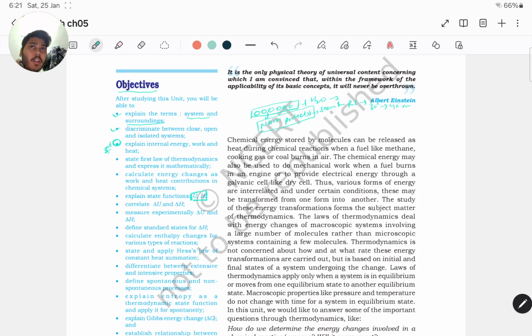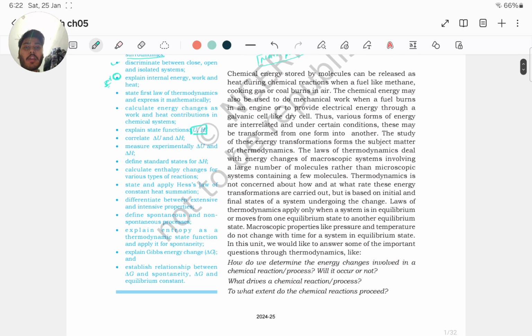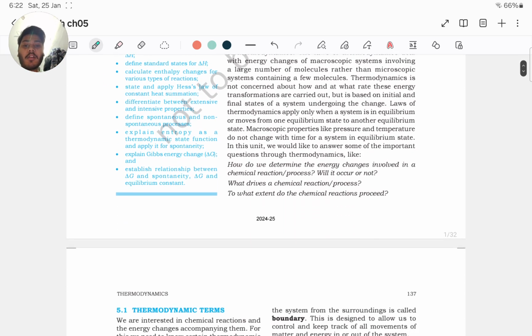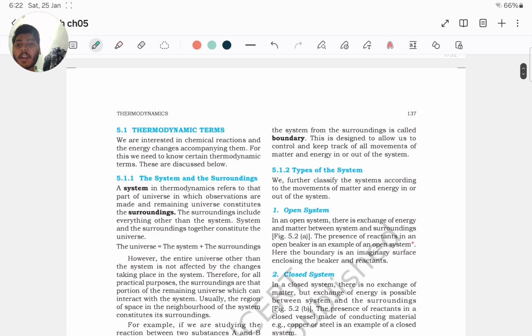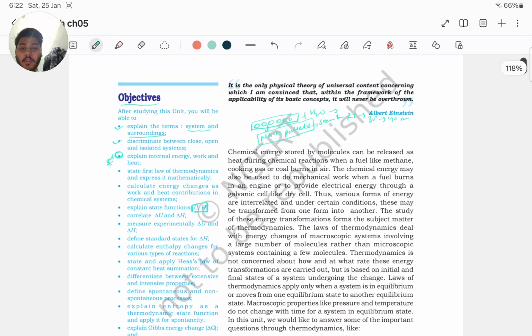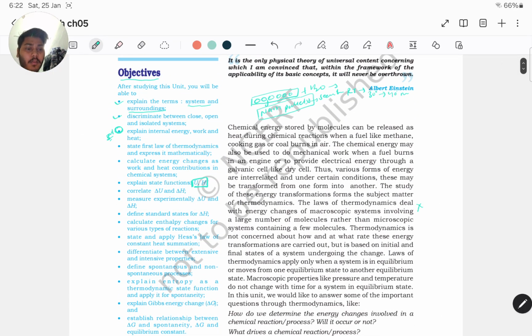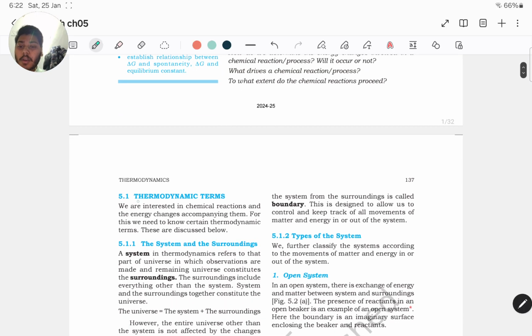So what happened? Where did the heat come from, and what is the flow? What is the role of the heat in that? So that is exothermicity, endothermicity. We have to study all the terms, so don't worry about that. That is a basic fundamental you have to understand before we start the chapter. So directly we are starting from the thermodynamics terms.